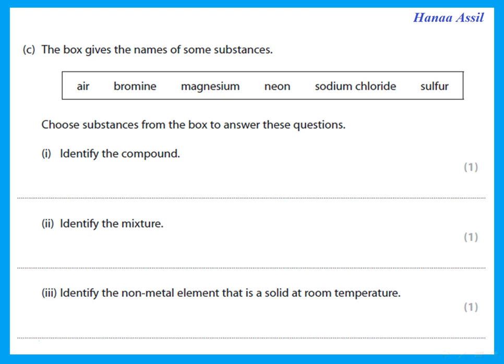The box gives the names of some substances. Choose substances from the box to answer these questions. So he's saying identify which of these is the compound. So which one is the compound? You should realize that is sodium chloride. Compounds are made of two or more elements chemically bonded together. So sodium chloride is a compound.